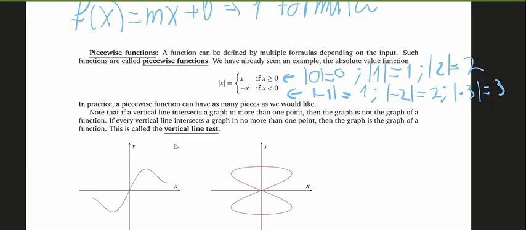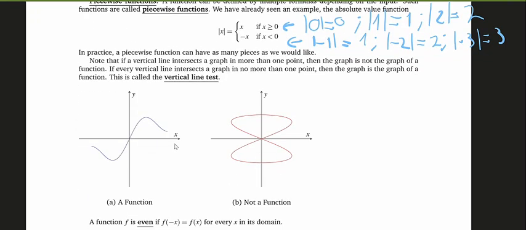Okay? Now, we have already established how to check whether an equation or a formula is a function, or whether a table or a diagram is a function. The only question that remains is, is there some kind of quick, easy, and convenient test that we can look at, such that when we take a look at a graph, we can tell whether or not the graph is a function? This is called the vertical line test. If every vertical line intersects a graph in no more than one point, then the graph is the graph of a function. This is called the vertical line test.